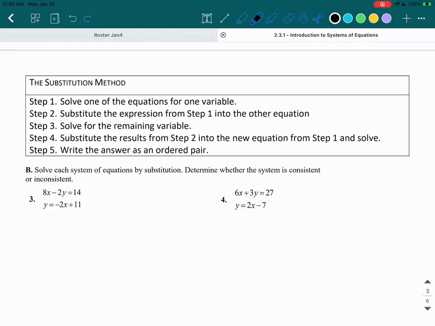The first step is to solve one of the equations for one variable. The second step is to substitute the expression from step 1 into the other equation. Step 3, solve for the remaining variable. Step 4, substitute the results from step 2 into the new equation from step 1 and solve. Step 5, write the answer as an ordered pair.